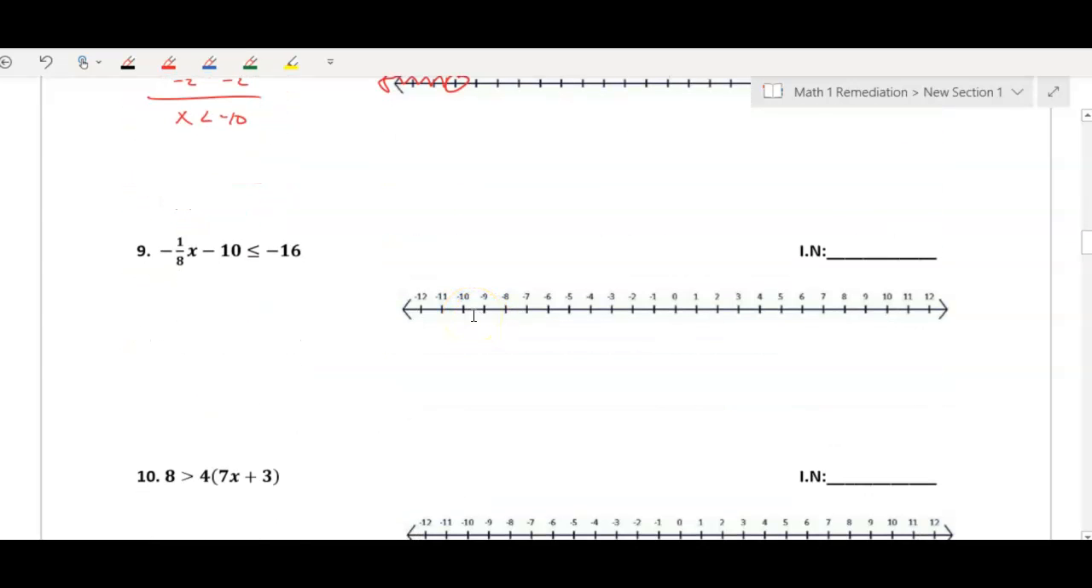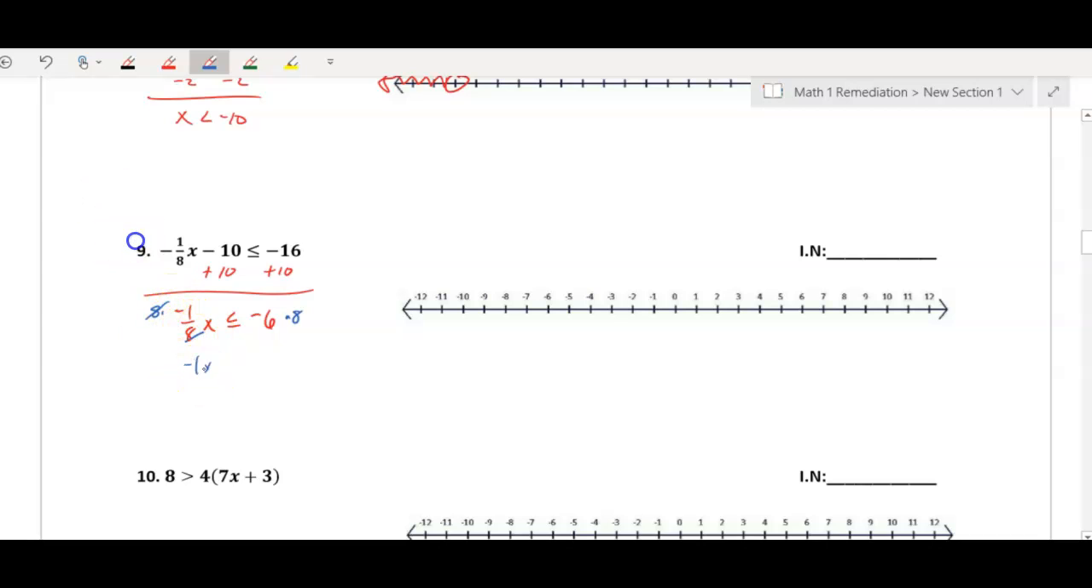Number 9. Right away, to get x by itself, first thing I do, add 10 to both sides, right? Gives me negative 1/8 x is less than or equal to negative 6. Now, there are many different ways that you can approach this problem from here. You can multiply by the reciprocal and this and that. Now, I like to multiply both sides by the denominator.